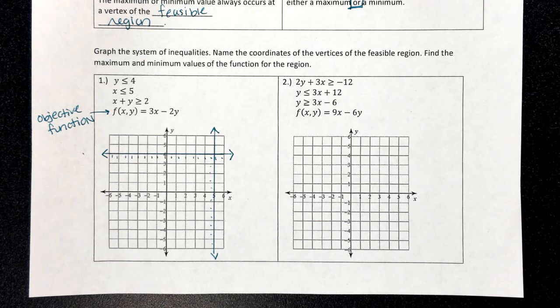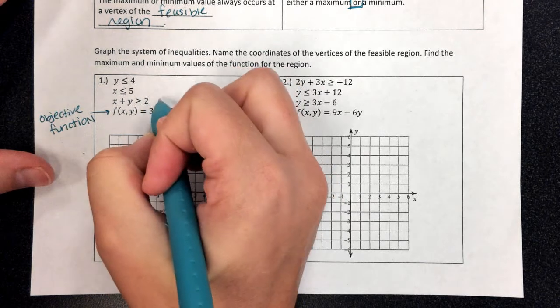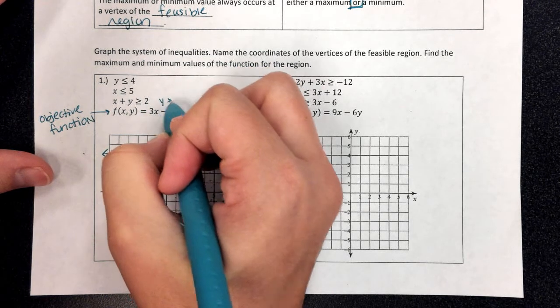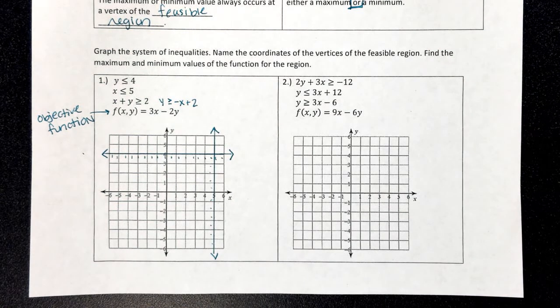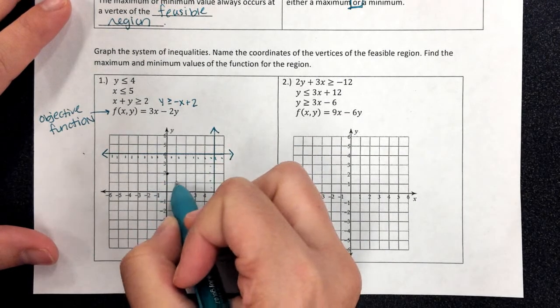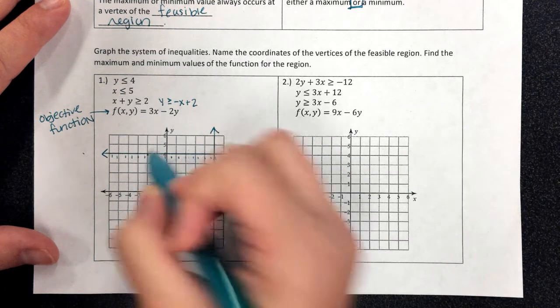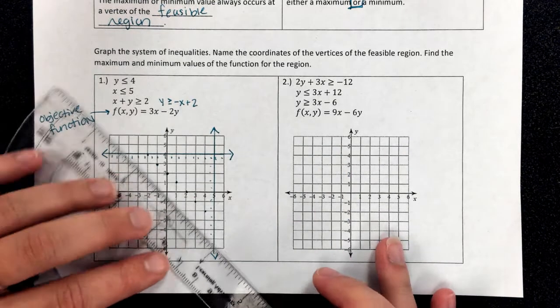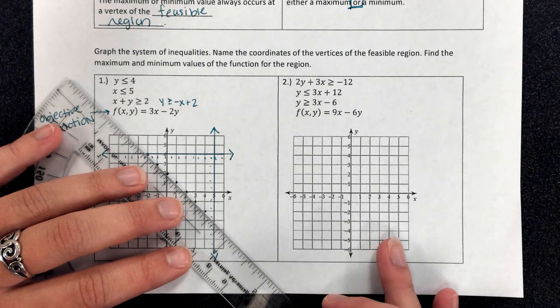And then my last one says x plus y is greater than or equal to 2. I can't graph that because it needs to be in slope-intercept form. So y is greater than or equal to negative x plus 2. And so I will graph that line, plus 2, with a negative 1 slope. If you do not know how to graph, I will see you in tutorials tomorrow.